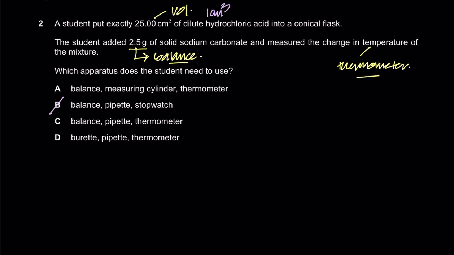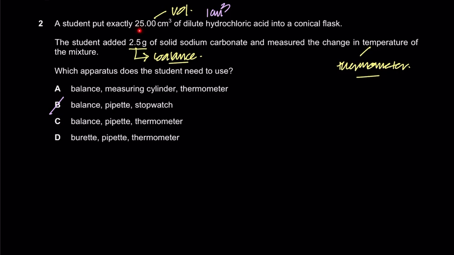What is a least count? You must have studied this in your physics. Least count is the smallest value that can be measured by a measuring instrument. So the least count is the smallest value which an instrument or apparatus can measure. And the measuring cylinder can only measure 1 centimeter cube. That's its least count, which means the smallest value that a measuring cylinder can measure is 1 centimeter cube.